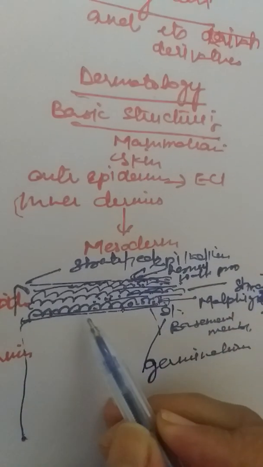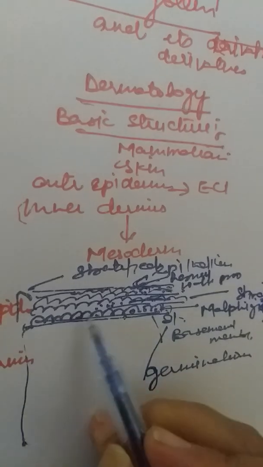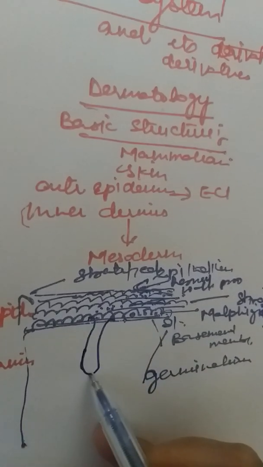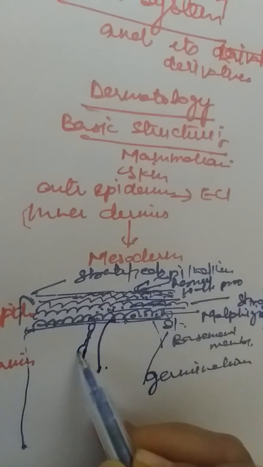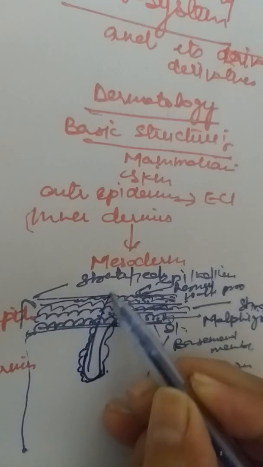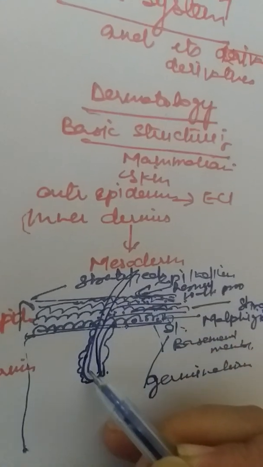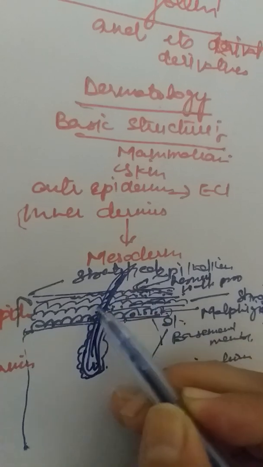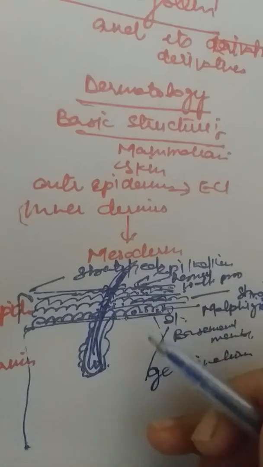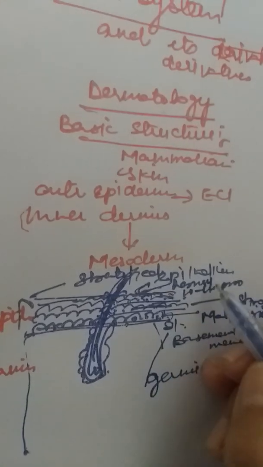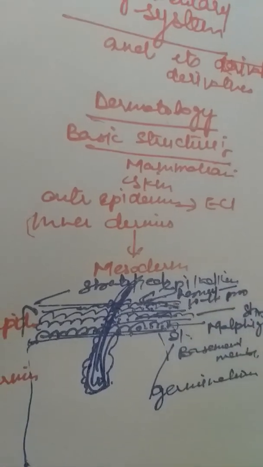There are certain derivatives which are derived from the stratum germinativum, such as here. This layer sinks down, giving rise to the hair follicle, and here it comes out through the pore on the top of the stratum corneum. The topmost layer is called the stratum corneum.